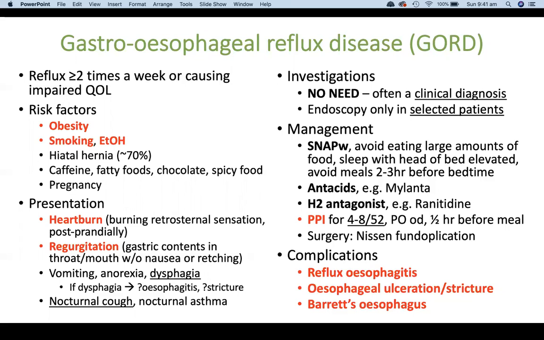And these are some triggers here, so your foods. In your management, for an OSCE, your lifestyle management a lot of the time will be focusing on the risk factors. So that's your SNAP-W. In terms of presentation, the two classic ones are either heartburn or regurgitation for your GORD. If you get these ones down here, so vomiting, anorexia, dysphagia, it means it's a complication of GORD, okay?